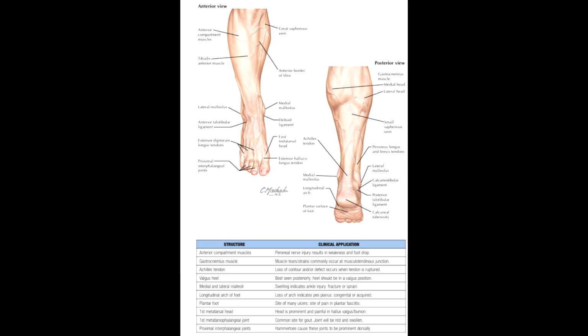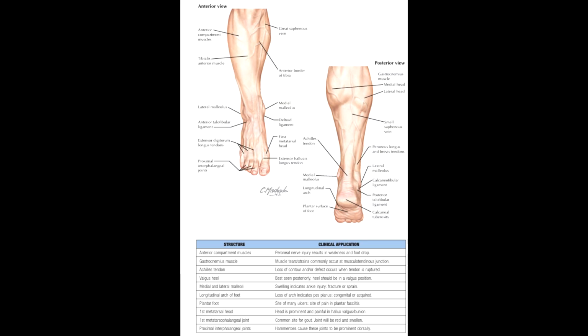Prominence at the first metatarsal head is typical of hallux valgus or bunion deformity. And finally, the proximal interphalangeal joints are where hammer toes produce dorsal deformities.